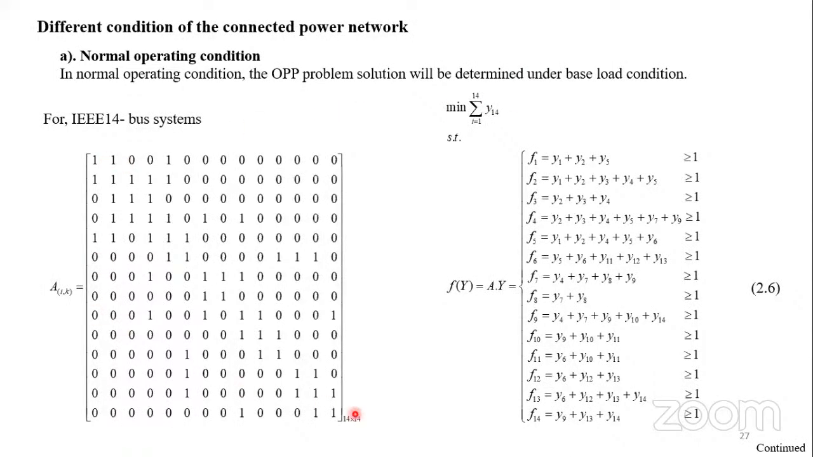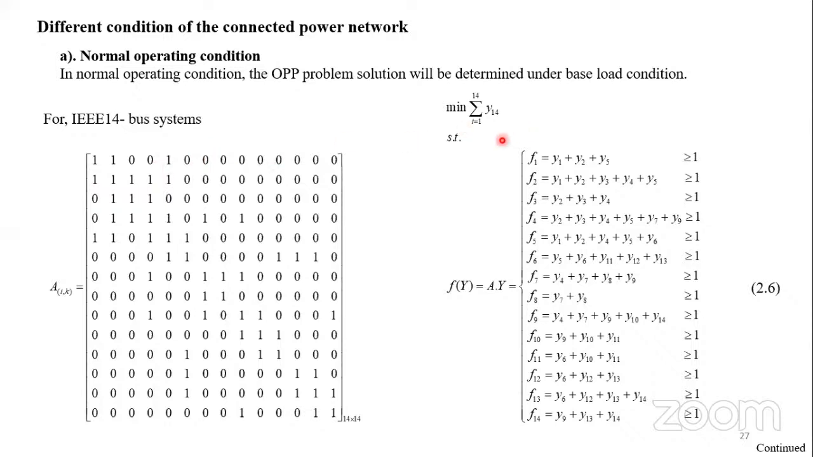This matrix is a 14 by 14 matrix. As you are seeing, 1, 2, 3, 4, 5, 6, 7, 8, 9, 10, 11, 12, 13, 14, so 14 buses. This represents one bus, two, three, and likewise here also 1, 2, 3, 4, till 14. So it is a 14 by 14 matrix. In this way you can make this binary matrix.